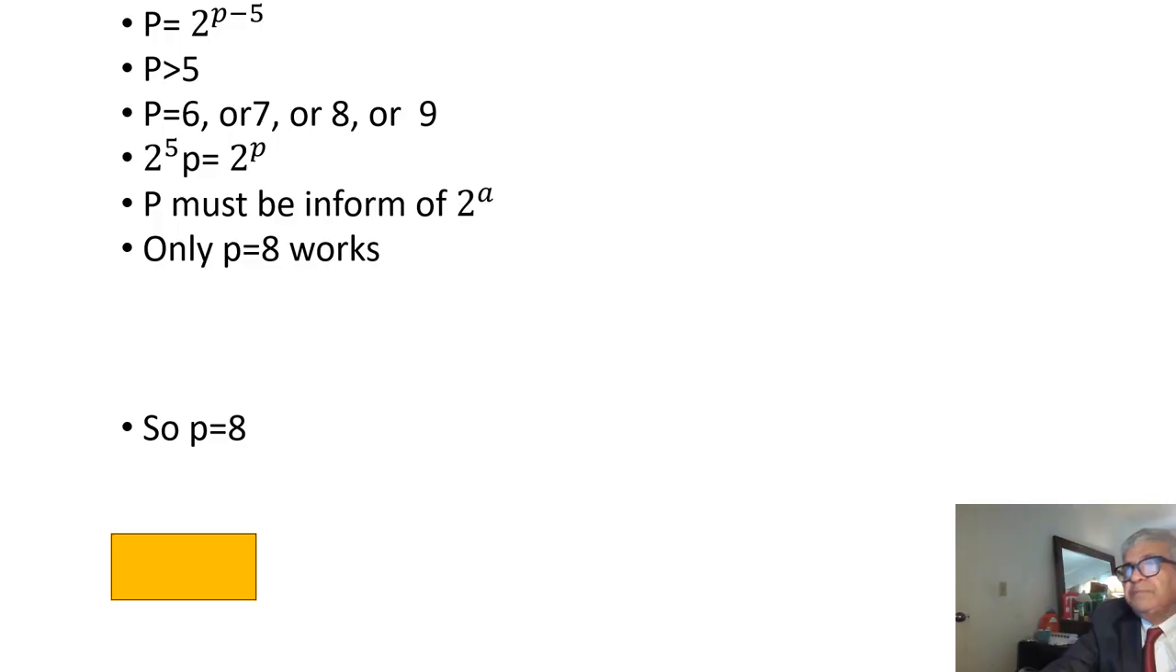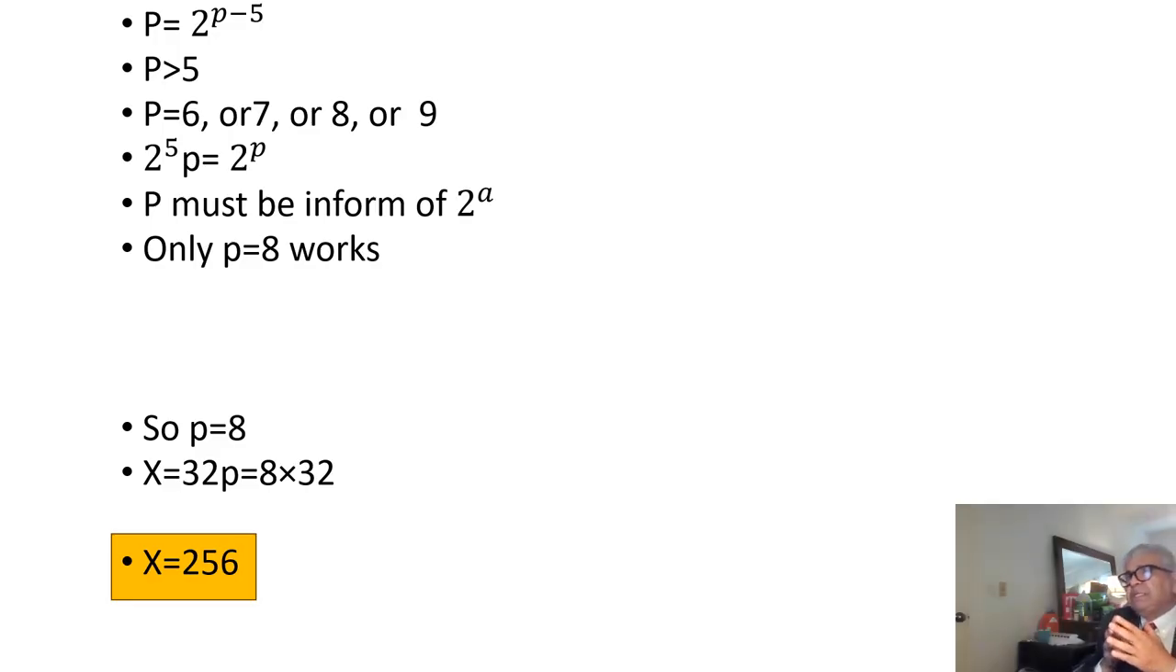So if we go back to what originally we had, x was 32p, or 8 times 32, and from there it would be 256. So as you can see, sometimes the problems which come in the Olympiad seem difficult like this, but you have to use logic to be able to solve them. If you try to solve them by the classical method, it would be very difficult. But if you use logic, then you can solve them.